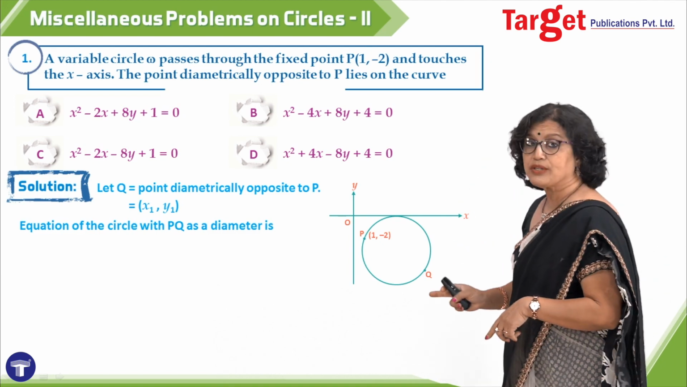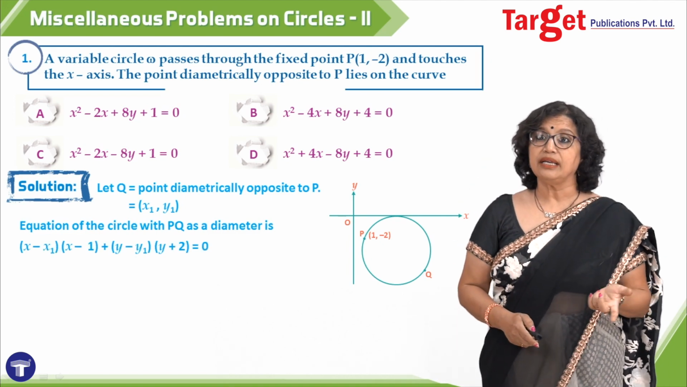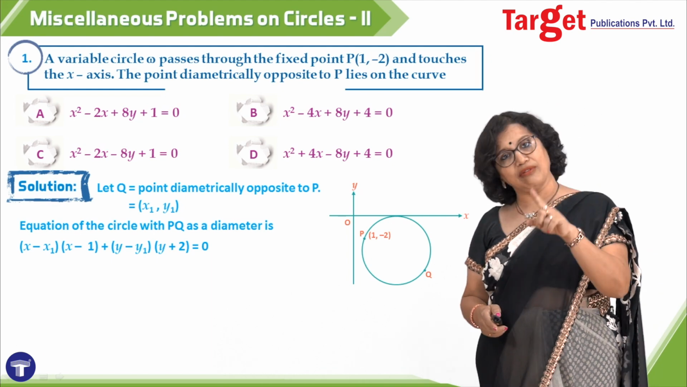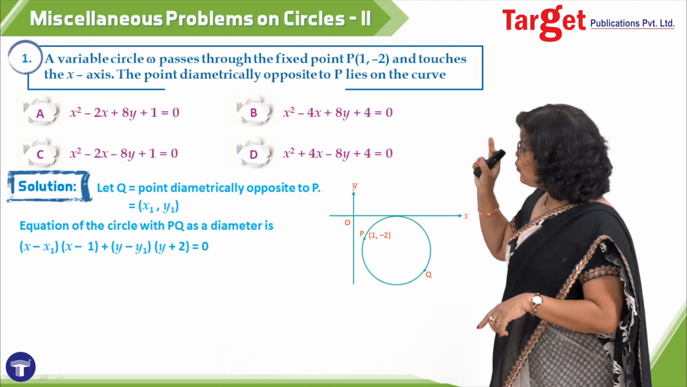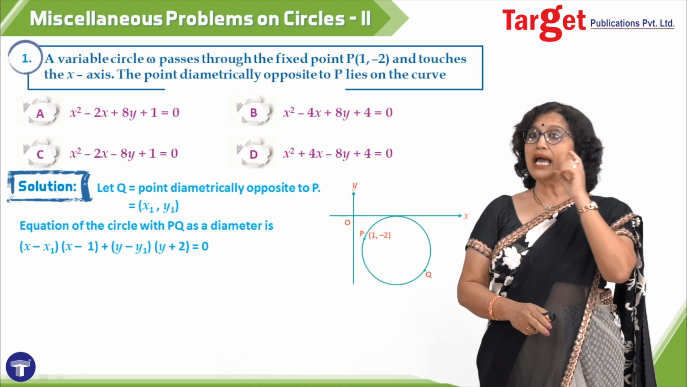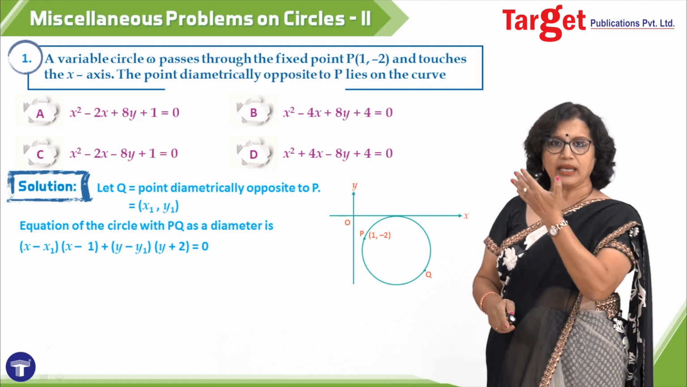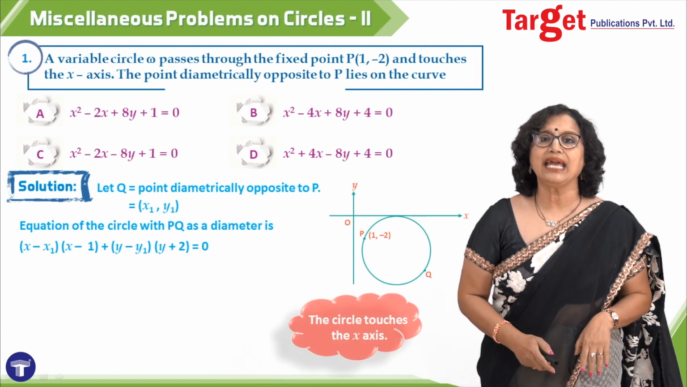Now the equation of a circle with PQ as a diameter, we know, is (x minus x1)(x minus x2) plus (y minus y1)(y minus y2) equal to 0. Now one point here is already given to you as 1, -2. So in place of say x2, y2, I replace 1 and -2 and I get the equation.